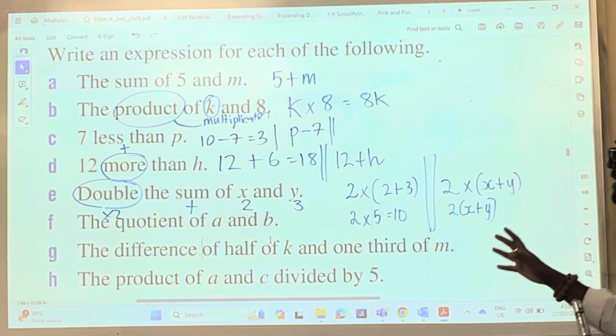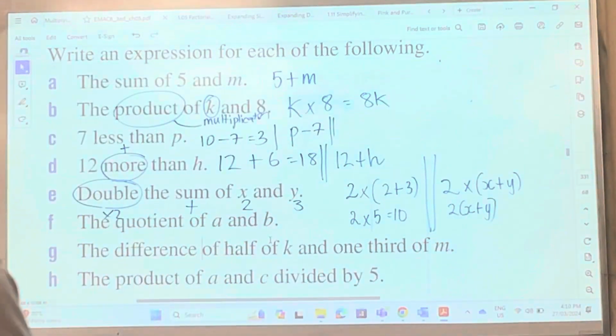Okay, so I'm just going to pause there. This can be quite difficult because of the words and then the interpretation. So you've got to be extremely careful when you're going at these kinds of questions. Take your time, maybe replace the letter with a number, and then understand those key terms like product, less than, quotient, double, more than, sum of. All right.